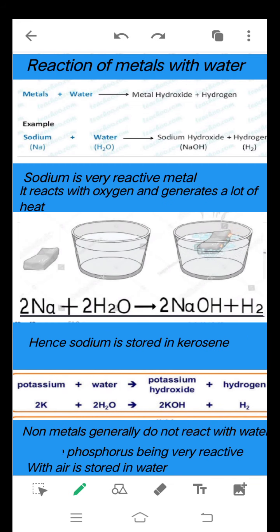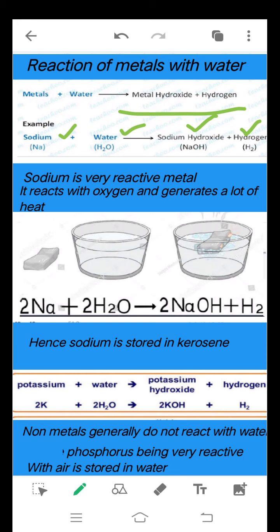The next chemical property is the reaction of metals with water. Metals react with water to form metal hydroxide plus hydrogen. For example, sodium reacts with water to form its hydroxide, that means sodium hydroxide plus hydrogen. Sodium is a very reactive metal. It reacts and generates a lot of heat. Due to its high reactivity, sodium is stored in kerosene to prevent its contact with oxygen.